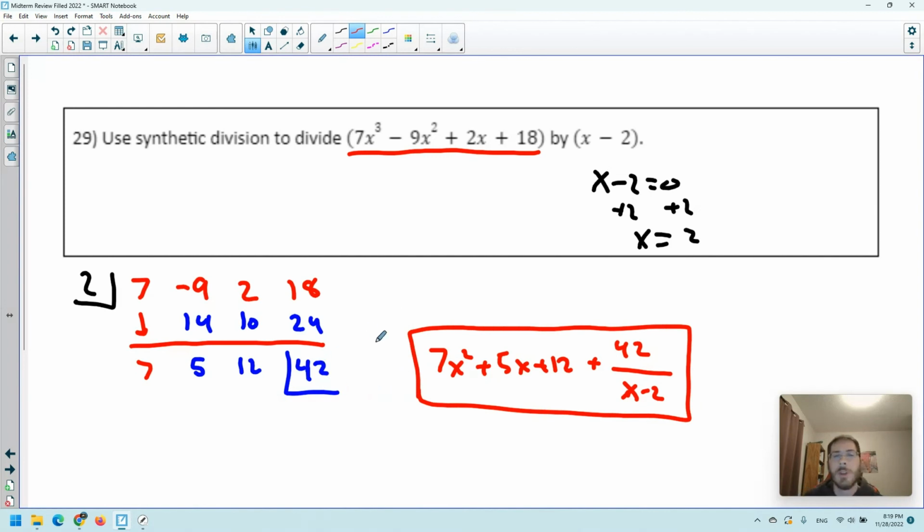So this is one of the rare questions where you have to solve it this way because it does tell you to use synthetic division. So if you don't use synthetic division, you haven't done the question correctly. You didn't do what it asked of you to do. So just pay attention to that part.